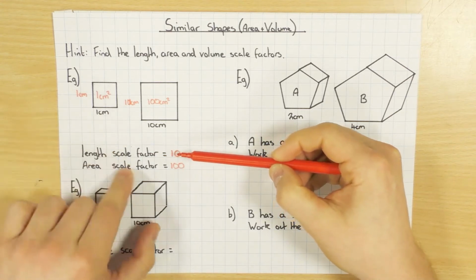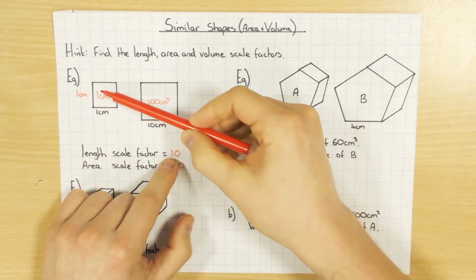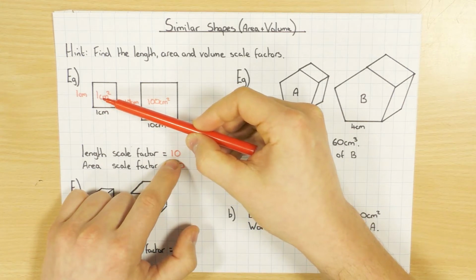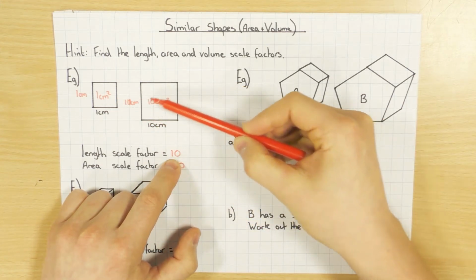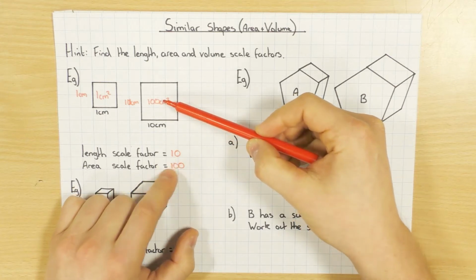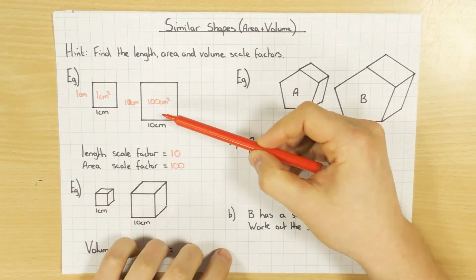If you were to use the length scale factor and say, okay, the area of this one is 1 centimetre squared, using the length scale factor, you times it by 10, you'll have 10 centimetres squared. But as I've just proven here, it's not. It's 100 centimetres squared. So you need to use the right scale factor.